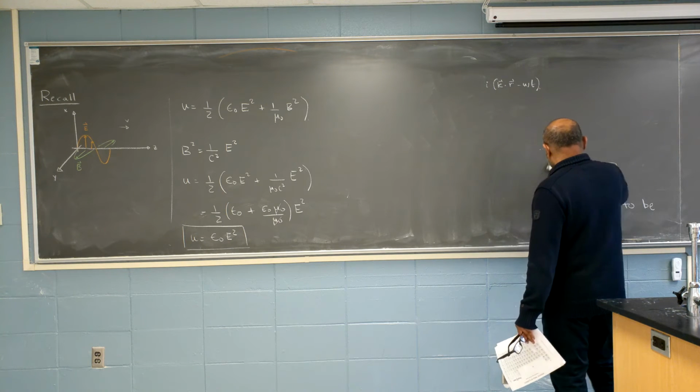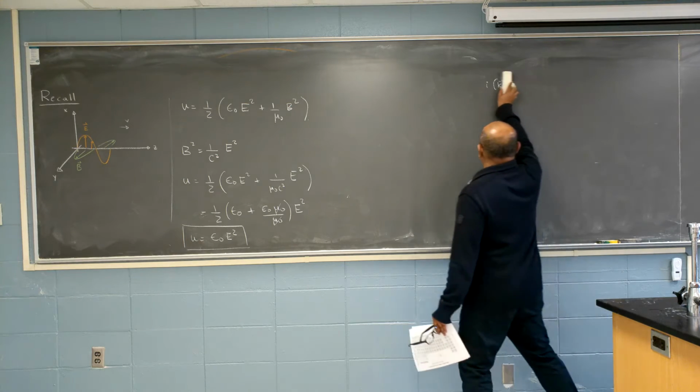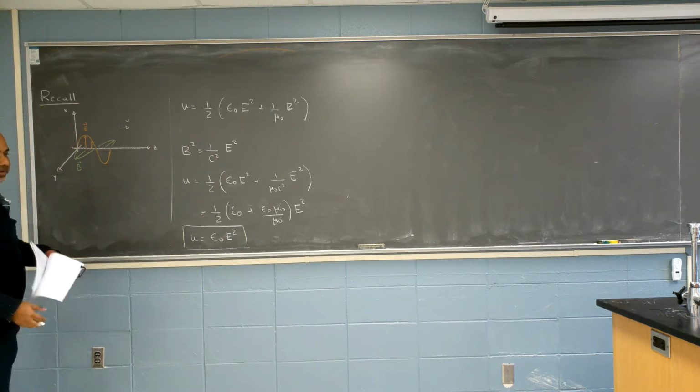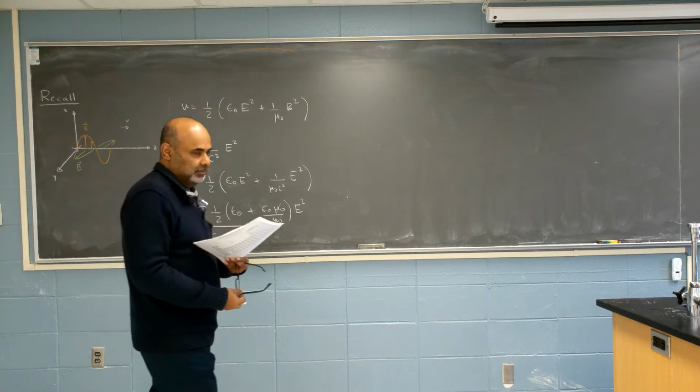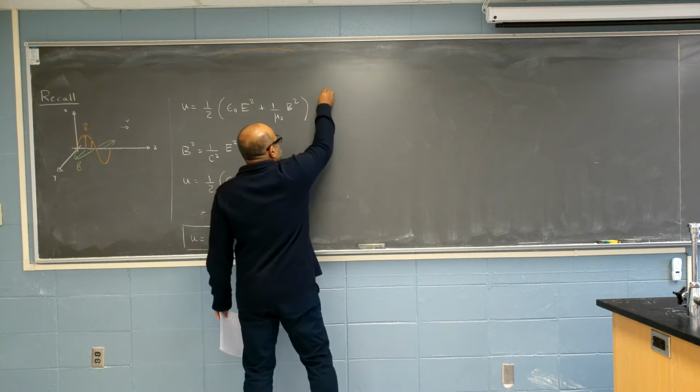And we'll compute all of this for a plane wave. In fact, we'll compute it for this. And then you can see we can just write the general direction very easily. Now the Poynting vector.